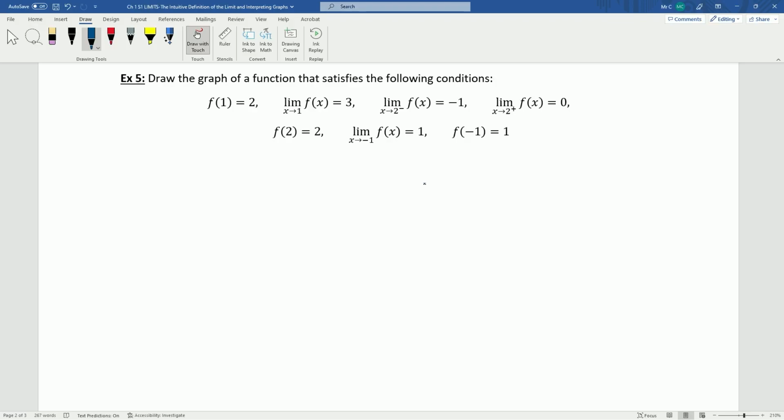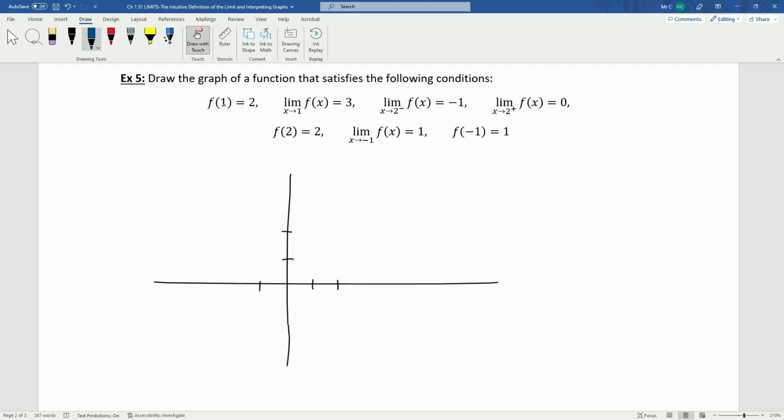So my recommendation with any sort of problem like this, where you're asked to take information and draw a function that satisfies it, is to only do one piece of information at a time. Draw the bare minimum you need to for each piece of information, and start with any points. So f of 1 is 2, f of 2 is 2, f of -1 is 1. If we start there, that's going to be the easiest thing to draw. So we'll just plot those points.